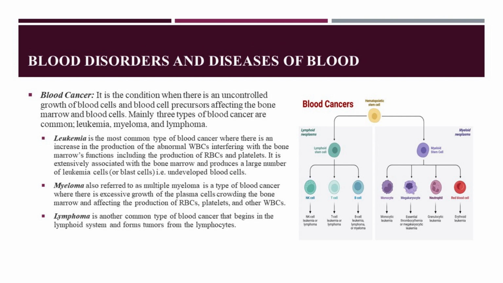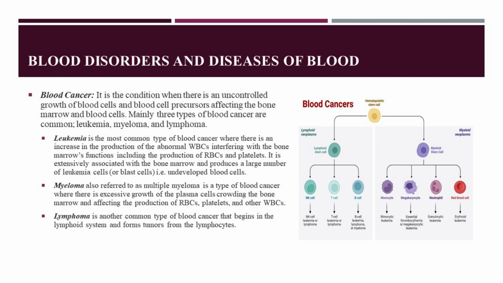Blood cancer. It is the condition when there is an uncontrolled growth of blood cells and blood cell precursors affecting the bone marrow and blood cells. Mainly 3 types of blood cancer are common: leukemia, myeloma, and lymphoma. Leukemia is the most common type of blood cancer, where there is an increase in the production of the abnormal WBCs interfering with the bone marrow's functions, including the production of RBCs and platelets.